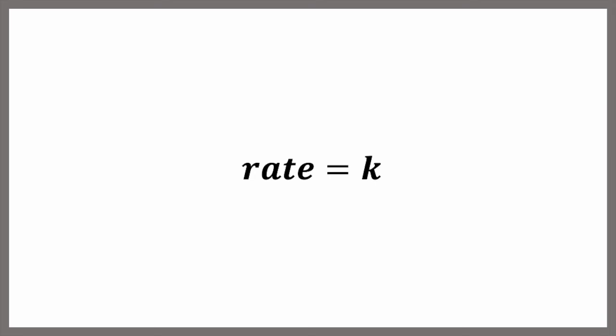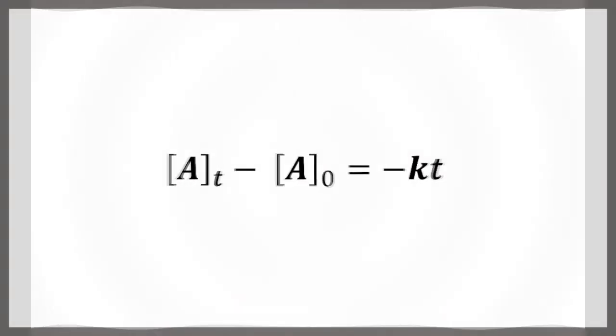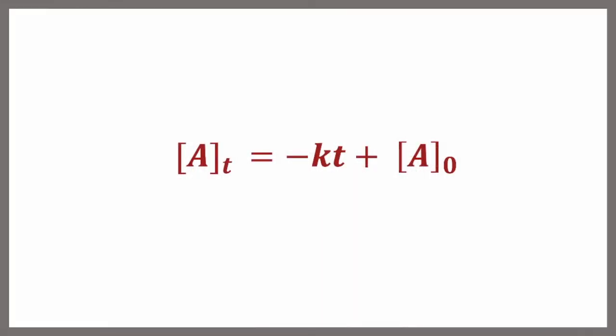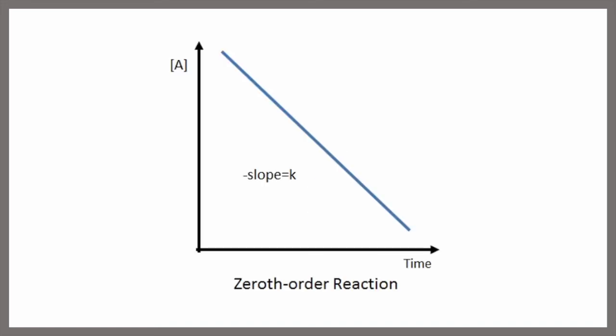If you use calculus to integrate this equation, you're going to get this equation from the AP formula sheet, and we can rearrange this equation to get the following linear equation in y equals mx plus b form. If we plot the concentration of A versus t for a zero-order reaction, we're going to get a straight line with a slope of negative k and an intercept of the initial concentration of A.